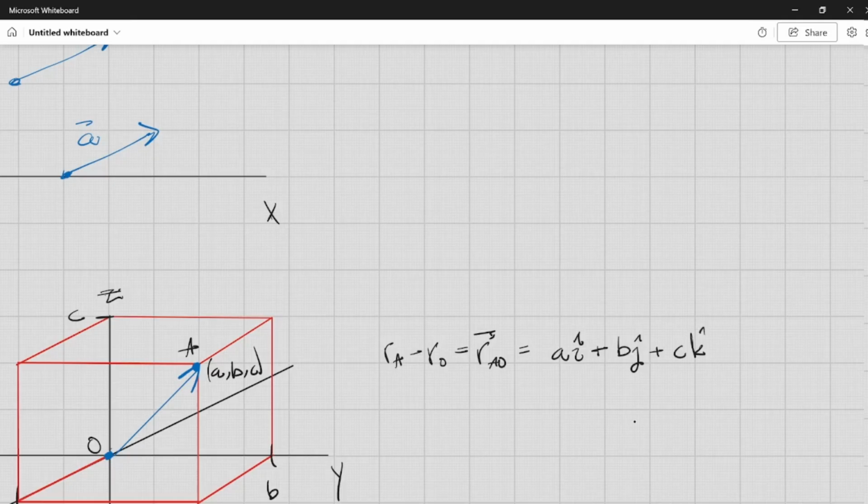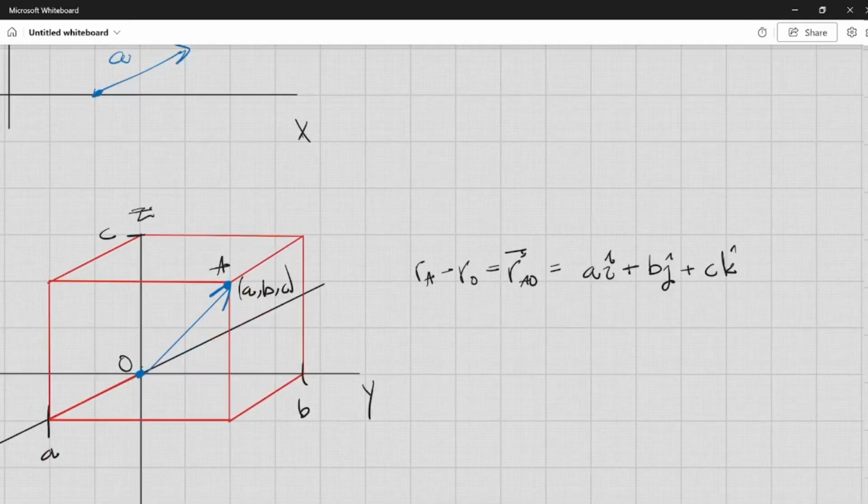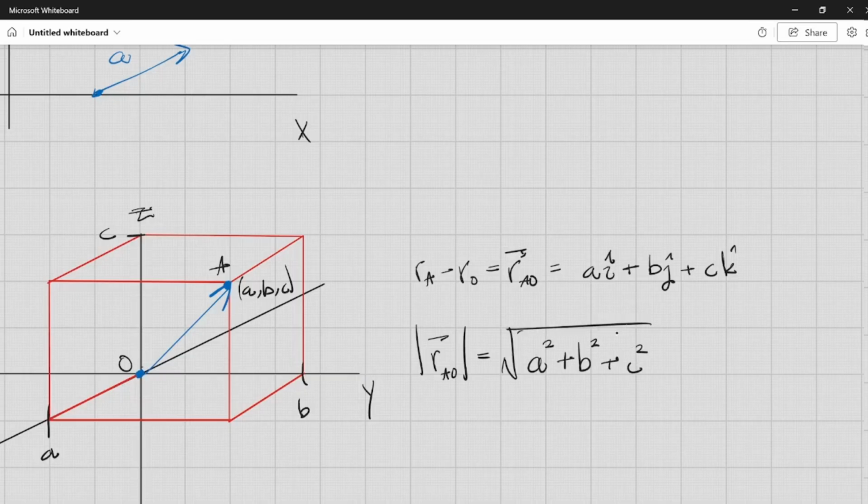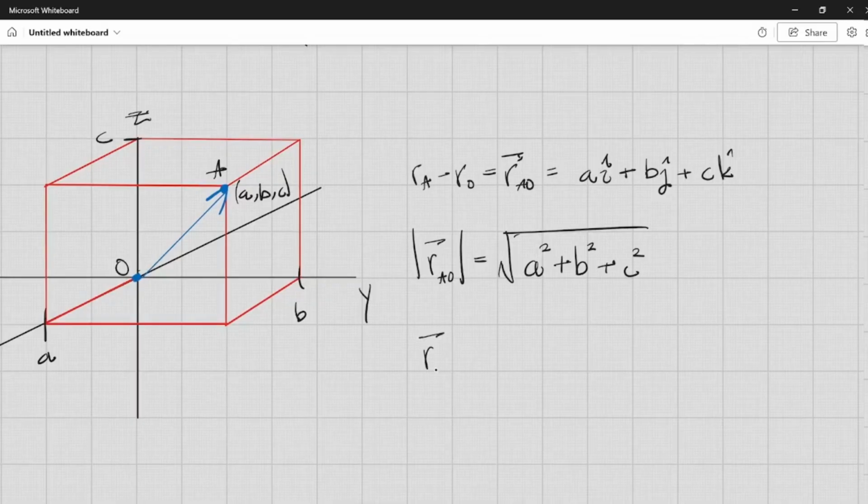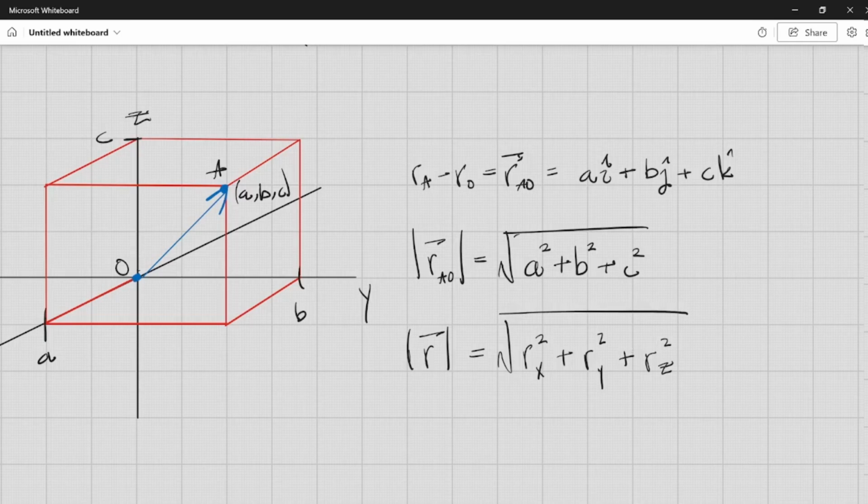All right. And then, so for example, if I wanted to take the magnitude of vector r_AO, I could just take the square root of the sum of the squares. And oftentimes, more generally, you'll see this written with a subscript notation to denote the quantities that are associated with the directions. And so again, you have the square root of the sum of the squares of the individual components.